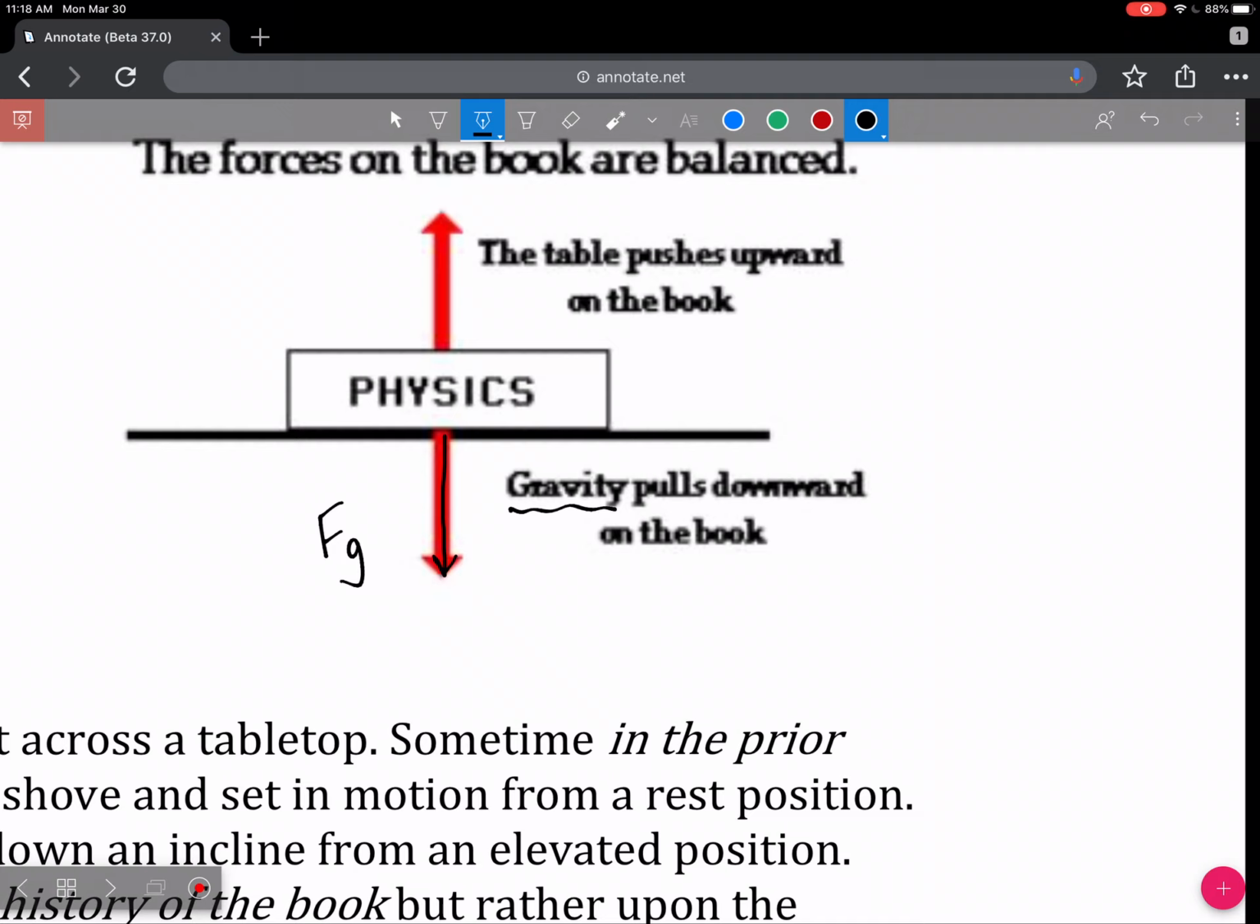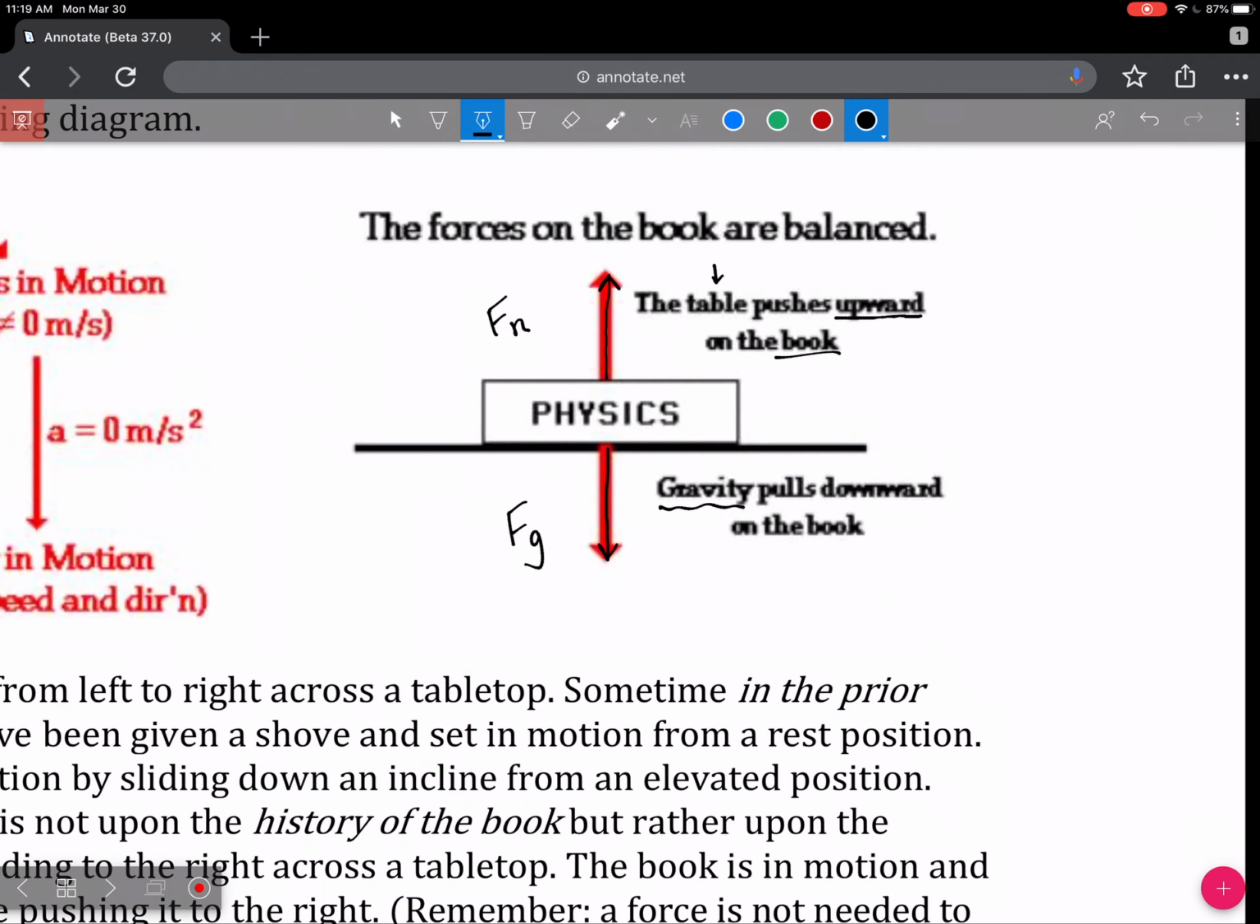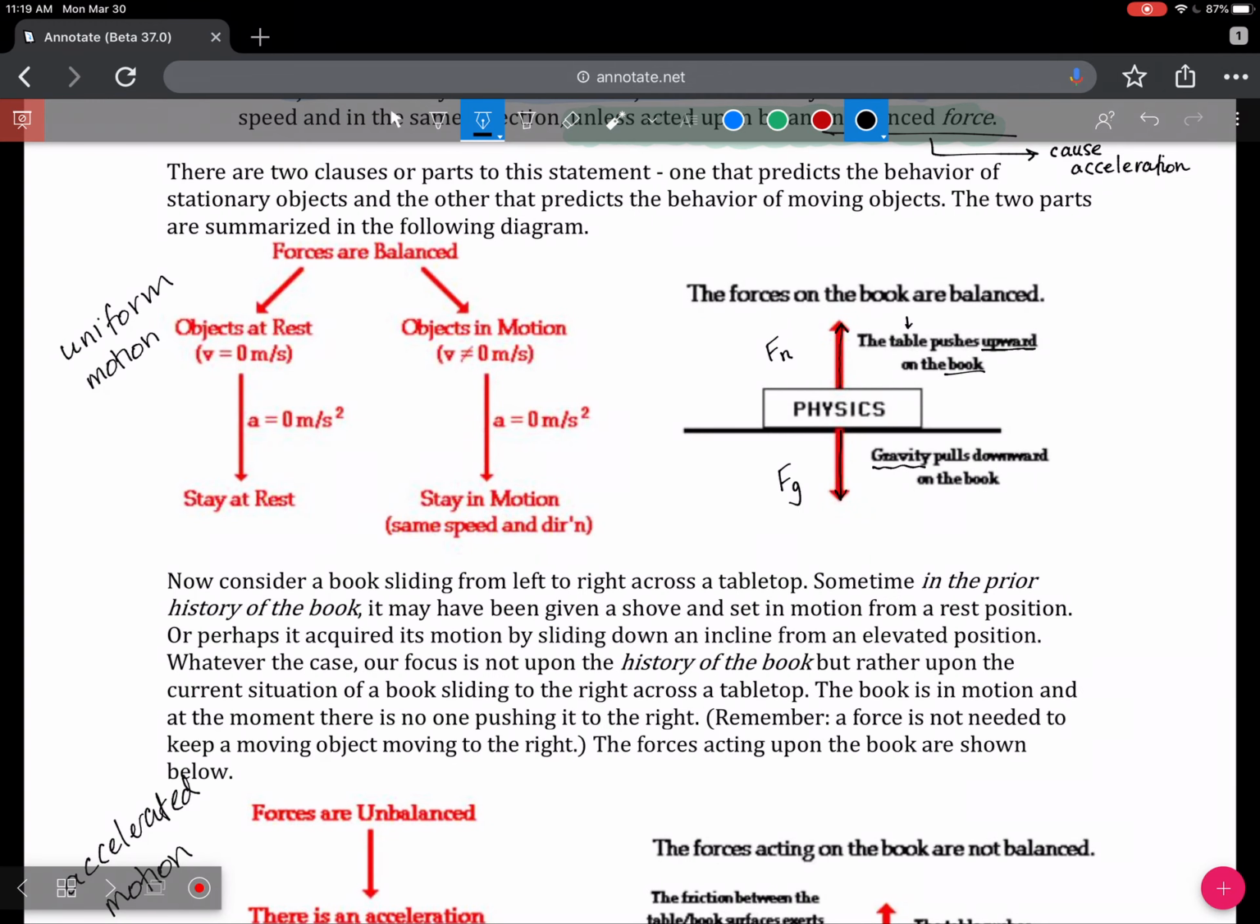So there must be an equal and opposite force upward, which they call F normal. You don't have to worry about that in Science 10. In Physics 20, we cover it more. But all you need to realize is that this upward push on the book from the table balances the downward force and the book stays at rest. The forces on the book are balanced. And an object at rest will stay at rest because there's no acceleration, there's no unbalanced force.